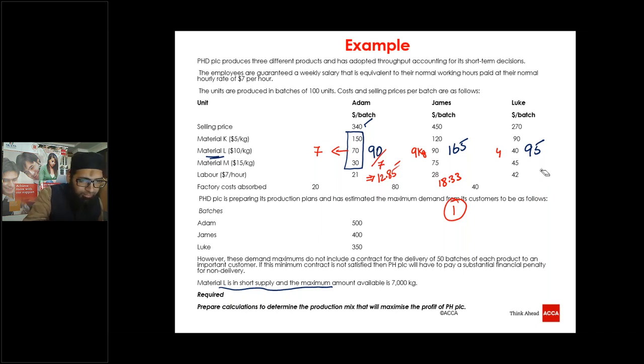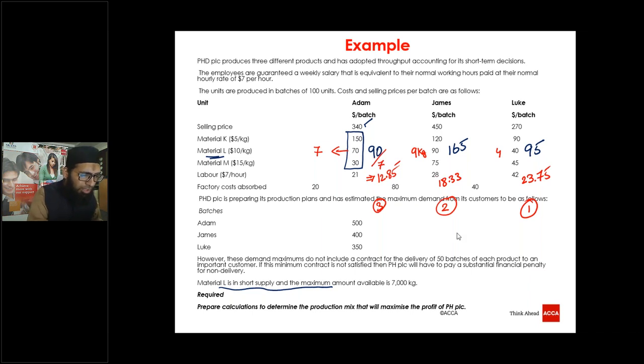Okay. I was relying on the calculation of students. So this will be correct. Hence, my ranking will be: number 1 is Luke, number 2 is James, and if we are left with resources, we will produce Adams. Now, am I correct this time or not?